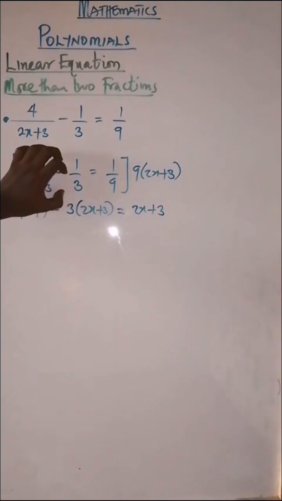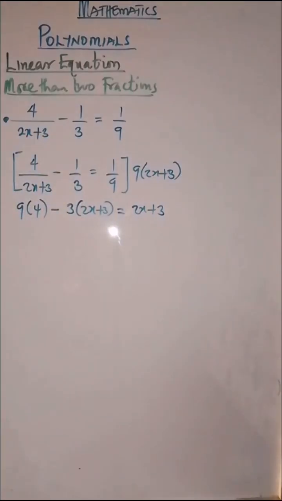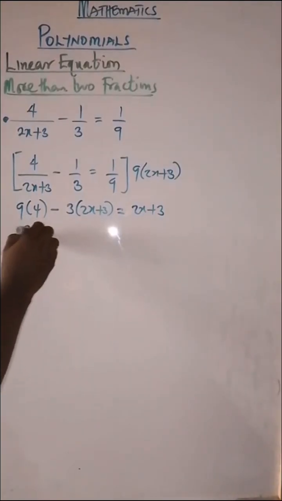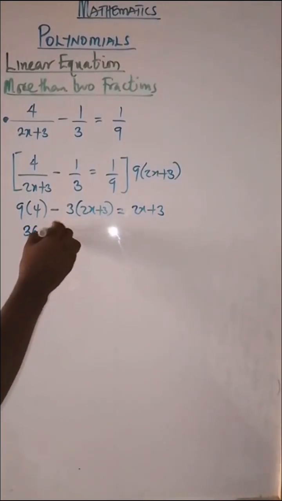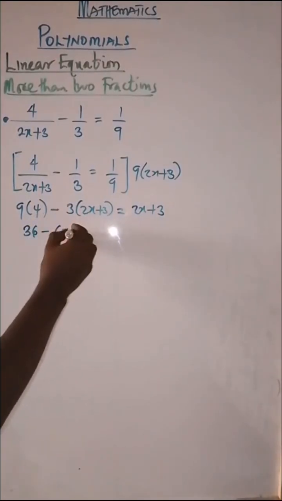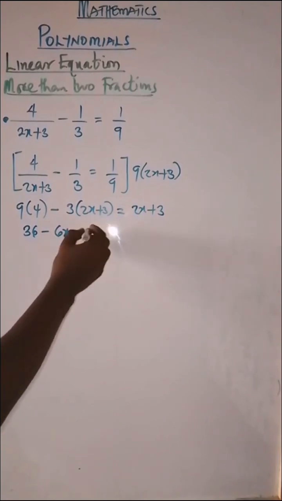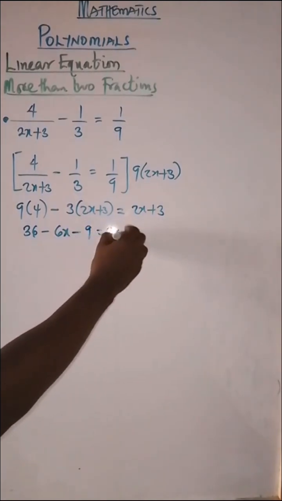Although you might decide to combine this first as a single fraction, then cross multiply, is an alternate method, but I prefer this. 9 times 4, 36. Expand 3 times 2x, 6x. Minus times minus, minus times plus, minus. 3 times 3, 9, 2x plus 3.